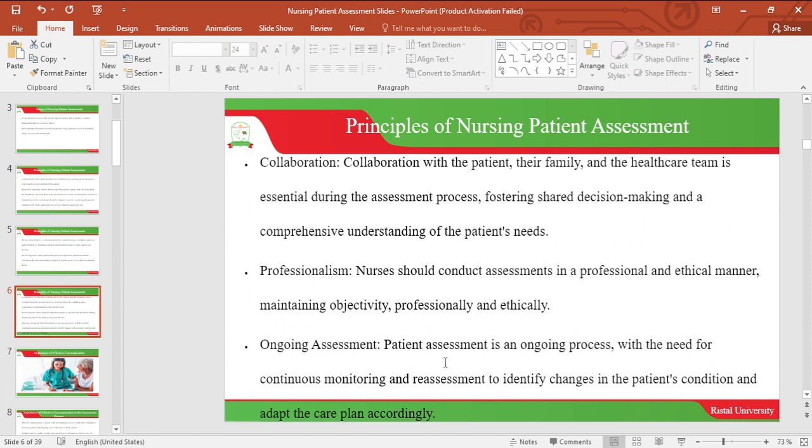Ongoing assessment. Patient assessment is an ongoing process. It does not end. It only ends maybe when the patient has become very well and he is advised and allowed home. But otherwise, when the patient is in the hospital or comes in as an outpatient, patient assessment is ongoing, with the need of continuous monitoring and reassessment to identify changes in the patient's condition and adapt the care plan accordingly.